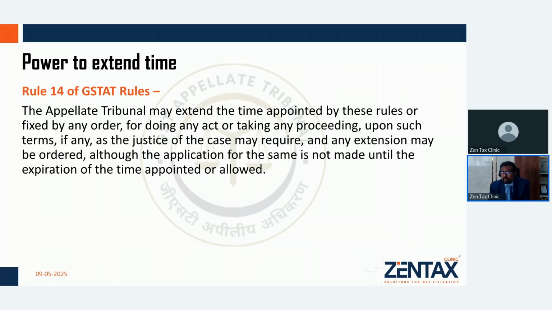Under the provisions of this Rule 14, can the Appellate Tribunal extend the time as is provided under Section 112 of the CGST Act? Section 112, subsection 1, we clearly read that the appeal to the GST Appellate Tribunal has to be filed within a period of 3 months. Taking cognizance of Rule 14 of the GST Appellate Tribunal rules, can the GST Appellate Tribunal extend the time which is provided for under Section 112? Yes, no?